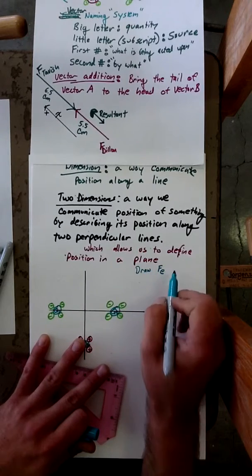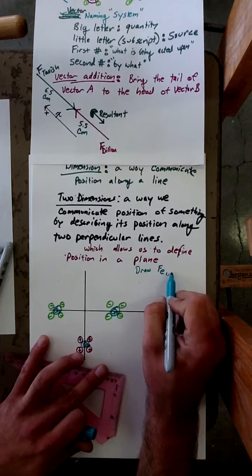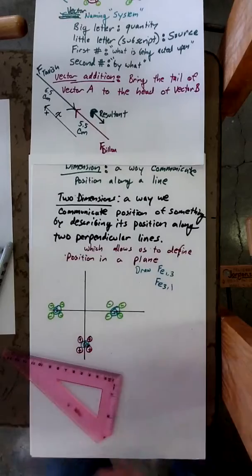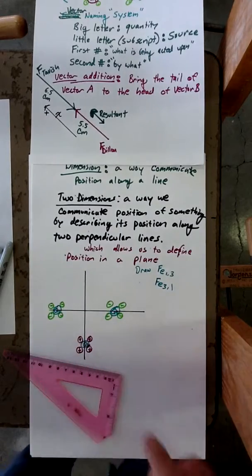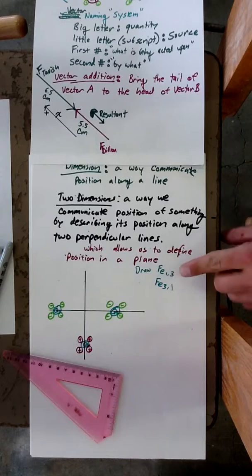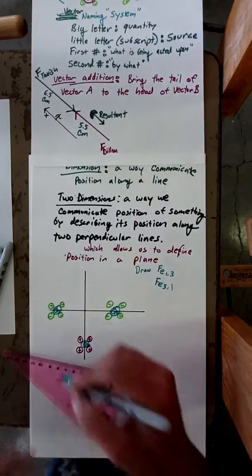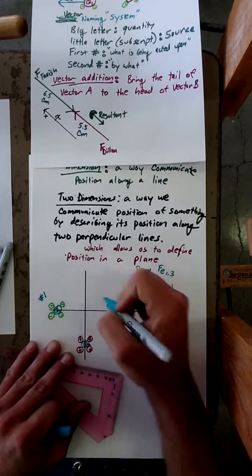Draw Fe1,3 and Fe3,1. Are you able to see? Those are positives down here. All right, I want you to draw an estimation of F1,3 and F3,1. See if you can figure out what I'm talking about here. Fe is the electrostatic force. Let me make that here. You can't see it. This is 1. Your little stand is kind of in the way.